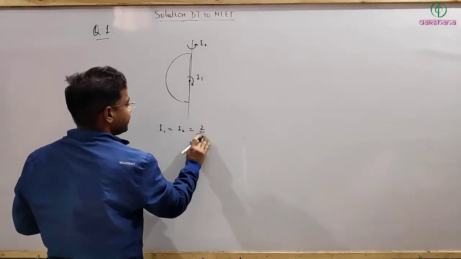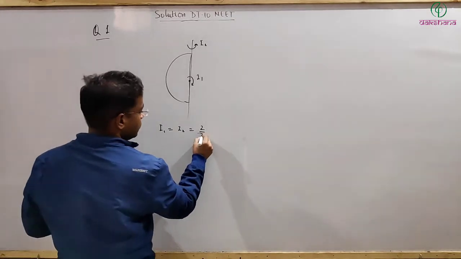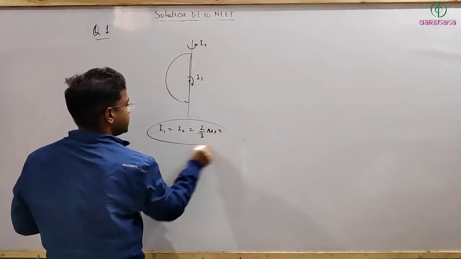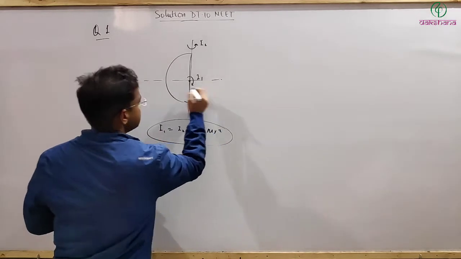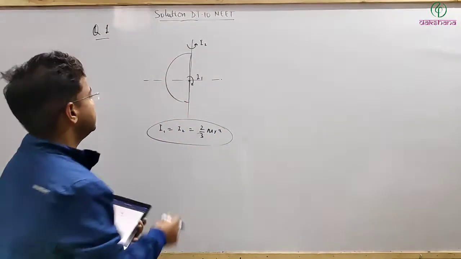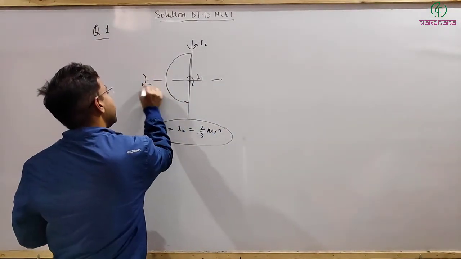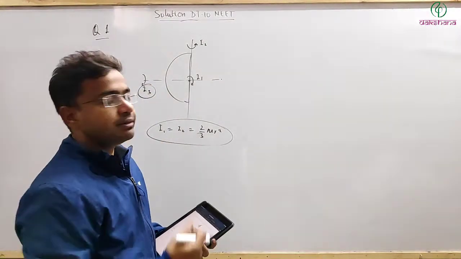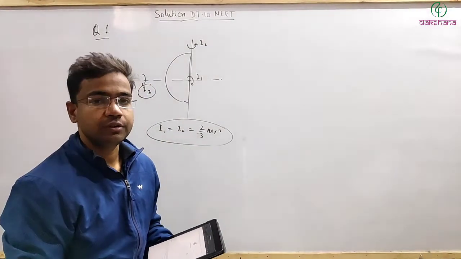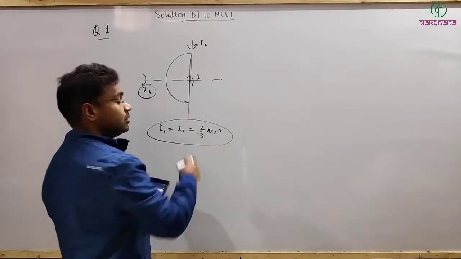It's a hollow hemisphere, so 2 by 3 mr square. And another axis is this. Actually this is I3 axis, and I3 axis is not clearly mentioned, but definitely it will be passing through the center of mass of this hollow hemisphere or center.